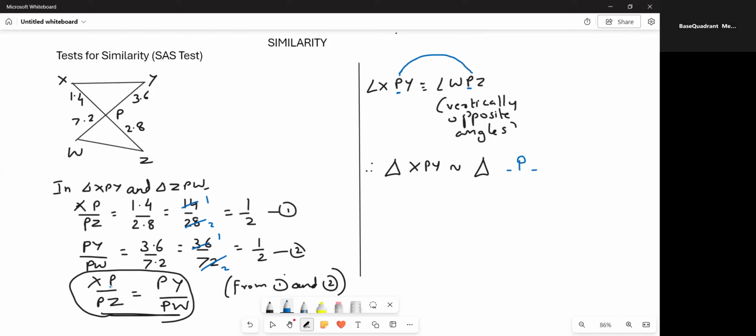Now, since we already got that P corresponds with P, look at the ratio of the sides. You can say that X corresponds with Z. Here too, P corresponds with P means Y corresponds with W. So X corresponds with Z means Z comes first, and Y corresponds with W means W comes last. The triangle XPY is similar to triangle ZPW by SAS test of similarity.